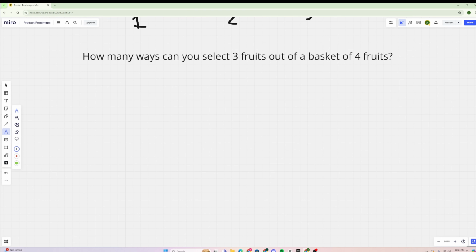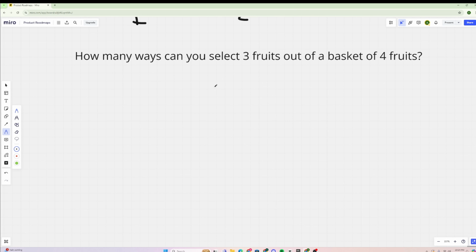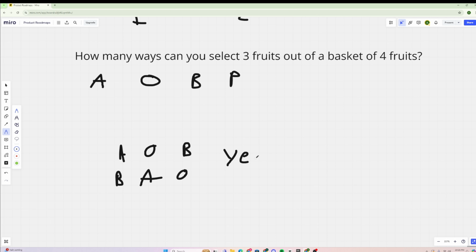So, how many ways can you select 3 fruits out of a basket of 4 fruits? All right. So, 3 fruits out of a basket of 4 fruits. Again, does the order matter? Well, let's say we have an apple, orange, banana, and a pear. If I take out an apple, then an orange, then a banana, is that the same as me taking out a banana, then an apple, and an orange? Yes, it is. Right? Because I'm taking out the same 3 fruits.